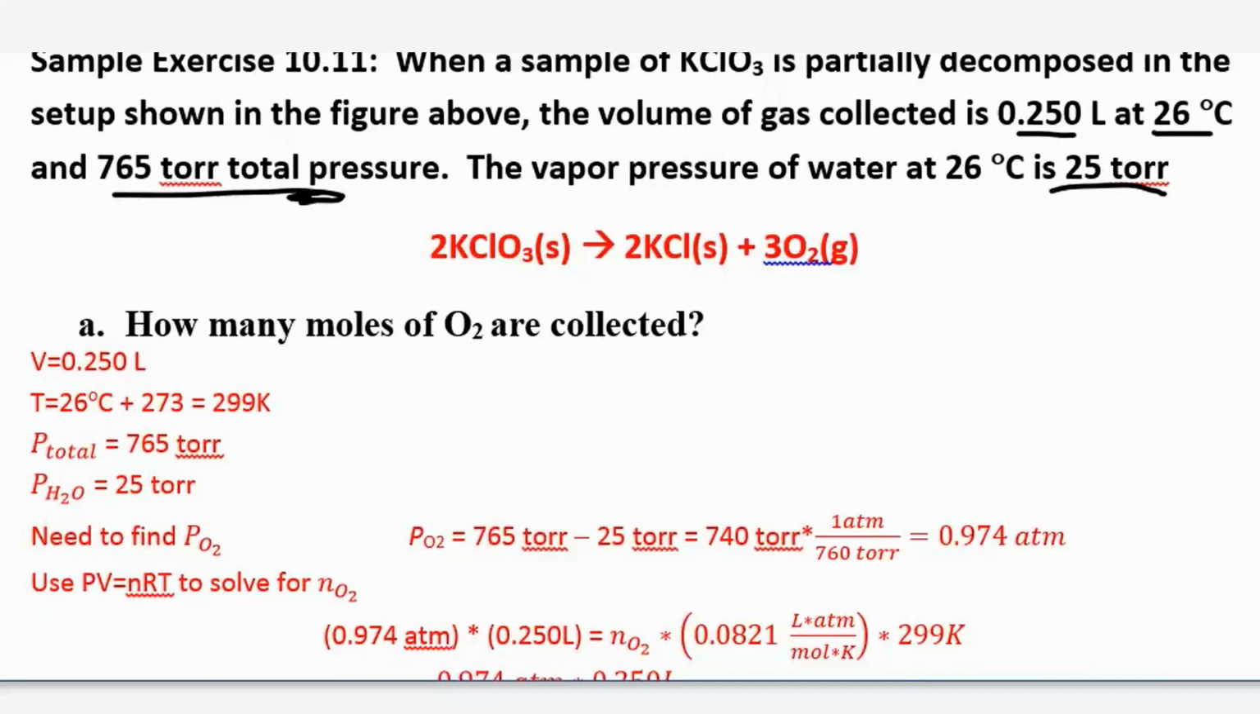Alright, so I'm going to use PV equals nRT to solve for n, the number of moles. So I have volume, I have temperature, I have all these pressures. How do I find the pressure of oxygen? I have the total pressure and I have the pressure of water, but what I really want is the pressure of oxygen because I'm trying to find the moles of oxygen. So remember, my P has to match the n. So I'm going to first solve for the pressure of oxygen. I take the total pressure here, this is 765, that's your total pressure. Subtract from that the vapor pressure of water, and this will give me the partial pressure of my oxygen in torr. I don't like torr, so I have to do a unit conversion over there. So 760 torr is 1 atmosphere, so I can get to the partial pressure of oxygen here is 0.974 atm.